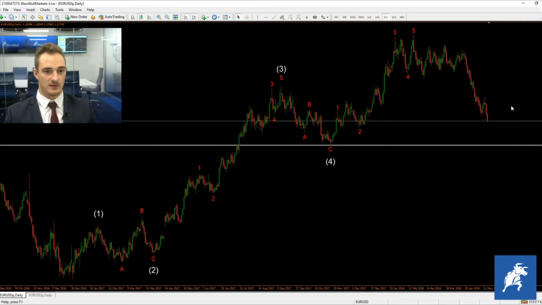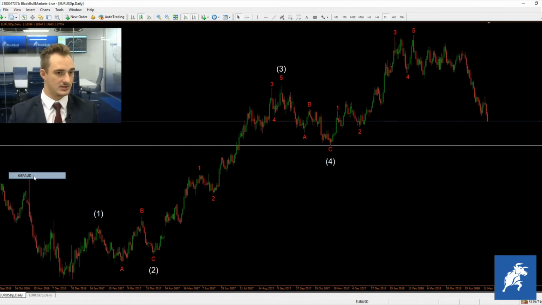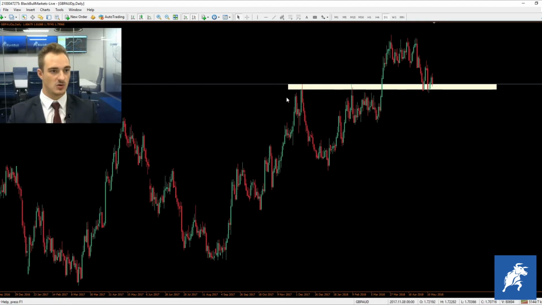So that is what I'm looking for, a continuation of this downtrend, and then hopefully in the next coming months we can look for a move to the upside and continuing our previous bullish trend. So the next one we'll be looking at is the pound Aussie. You can see it's just sort of not too much, not very interesting.